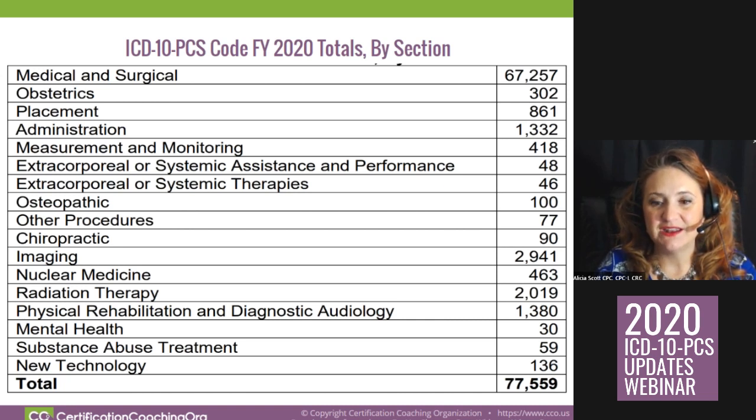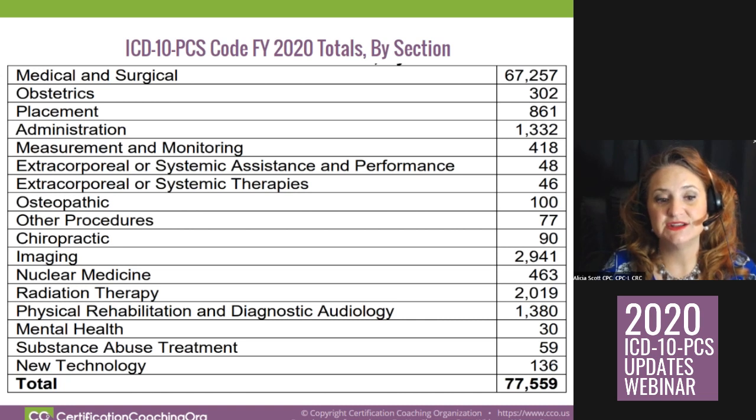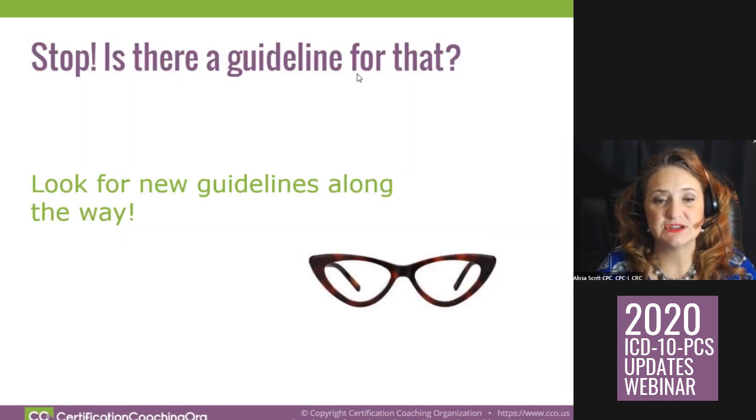Coming in at number 2 is going to be imaging, and then radiation therapy, and then you've got rehab, diagnostic audiology, which is mostly rehab there, and then administration, things that we're administering to the body. But again, just an overview if you were curious about how many codes or coding options there were in each one of the sections. For the most part, there's some little changes in almost all of them, but not all of them.